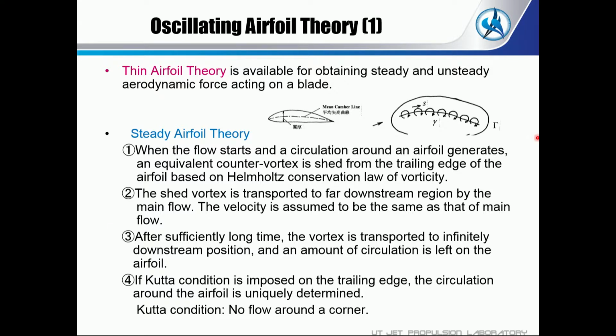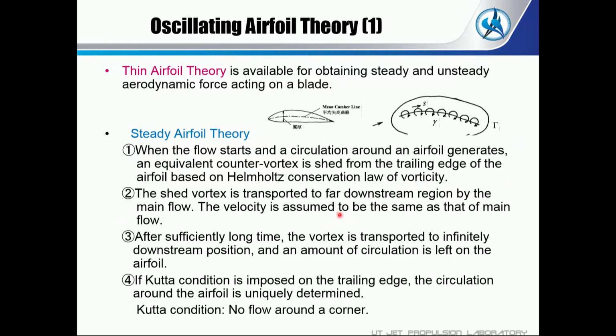And the third, after sufficiently long time, the vortex is transported to infinitely downstream position, and an amount of circulation is left on the airfoil. So this is a circulation, but the counter circulation is placed on the far downstream. Okay, so there is no vorticity on the whole field.